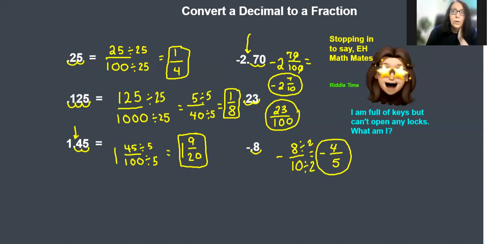And always remember, if the top and bottom are even, you know at least 2 can go into both of them. Just like if the top and bottom end in a 5 or a 0, you know that 5 can go into both of them. So start thinking like that.